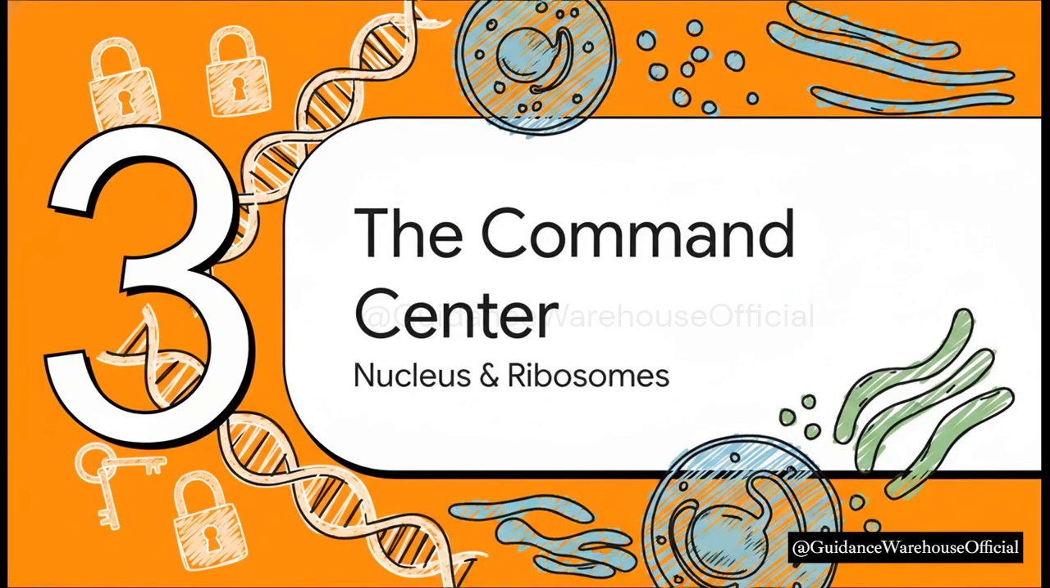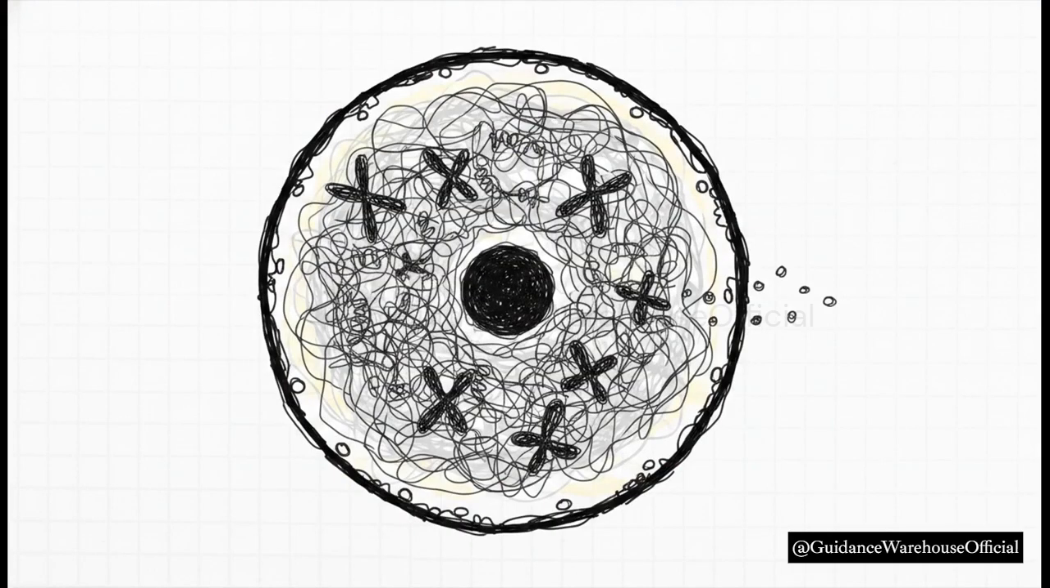Okay, Section 3, the command center. Let's talk about the nucleus and ribosomes. Let's head deeper into the cell now, right into the boss's office. The nucleus is usually the biggest, most obvious organelle in the cell. It houses your DNA and acts as the ultimate director. Most of the time, the DNA in there is wrapped around proteins, in this unwound, messy jumble of threads we call chromatin. It actually only condenses into those recognizable, tightly packed linear chromosomes right before the cell divides.